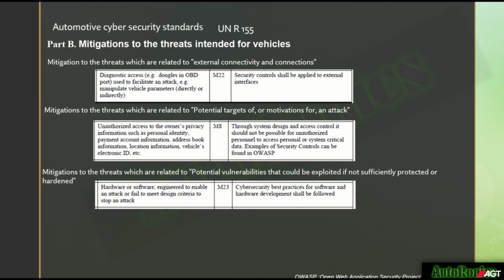Then threats related to the potential vulnerabilities that could be exploited if not sufficiently protected or hardened. Hardware or software engineered to enable an attack or fail to meet design criteria to stop an attack. So the mitigation could be cybersecurity best practices for software and hardware development shall be followed. So in the upcoming sessions we can talk about how we can protect the software and hardware based on the different mechanisms. And now this is at a higher level.